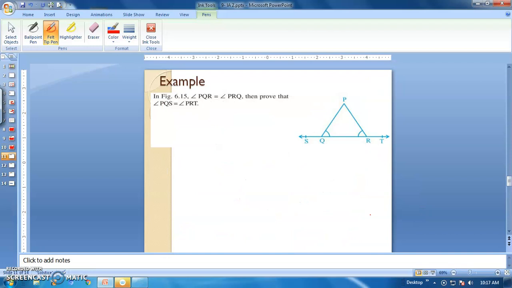Right, listen to this question. From the diagram, PQR equal to PRQ. So this angle equals PRQ, this angle. They are asking to show that these two angles are the same.